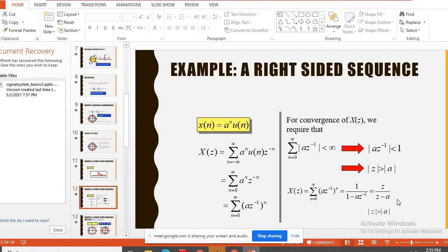But what should it be? Ideally, z must be greater than a. Modulus of z must be greater than a. म्हणजेच तुमचे इथे व्हॅल्यू पॉझिटिव्ह येत राहील काय जे असेल ती.